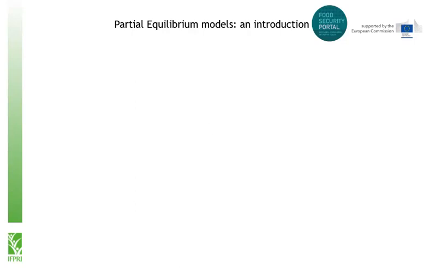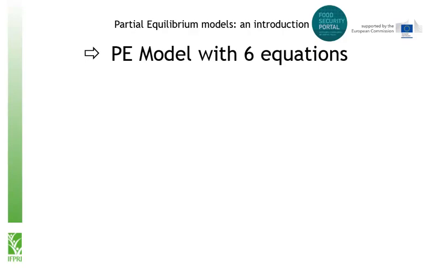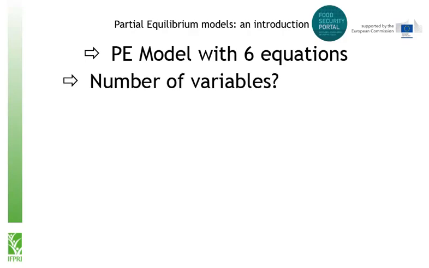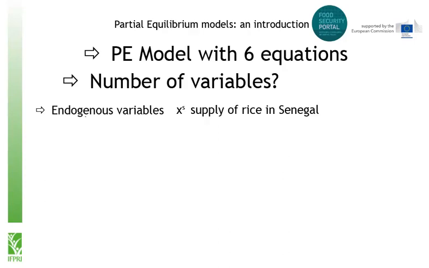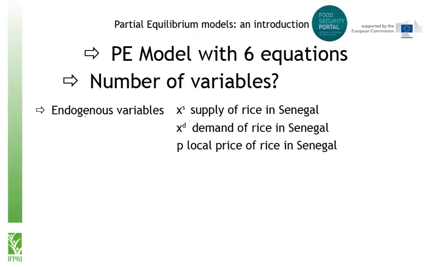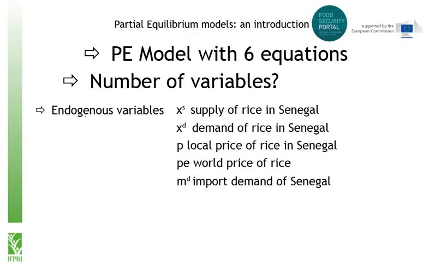So we've got a partial equilibrium model with 6 equations. We have to figure out the number of endogenous variables, that is to say variables which are determined by the model. I'm not talking about exogenous variables, of which the value is selected by the modeler. So the endogenous variables are XS, supply of rice in Senegal, XD, demand of rice in Senegal, P, local price of rice in Senegal, PE, the world price of rice, MD, the import demand of Senegal, and MS, the import supply by the rest of the world.